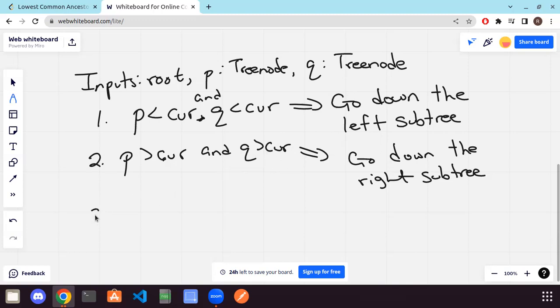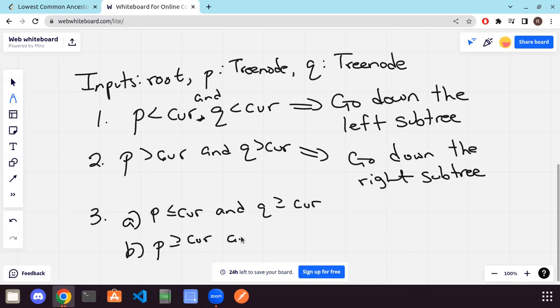And this is the third scenario, which is actually kind of two parts. I'll do 3a: if p is less than or equal to cur and q is greater than or equal to cur. And with the opposite, 3b: p is greater than or equal to cur and q is less than or equal to cur. In both cases, we just return cur. And let me explain why.